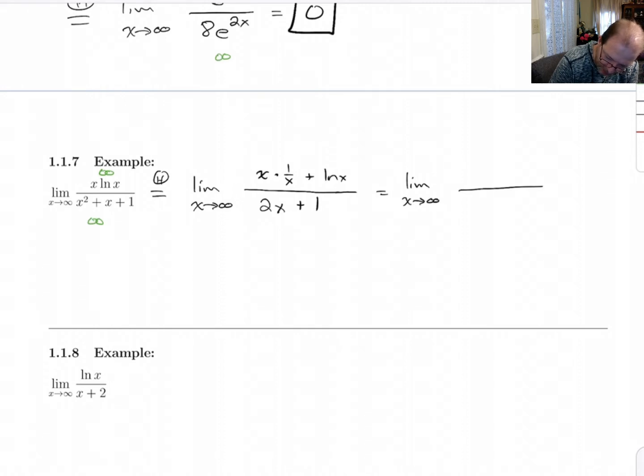So the top is just 1 plus ln x. The bottom is 2x plus 1. All right, so as x goes to infinity, the bottom also grows to infinity, and the top grows to infinity. So we can use L'Hopital's rule one more time.